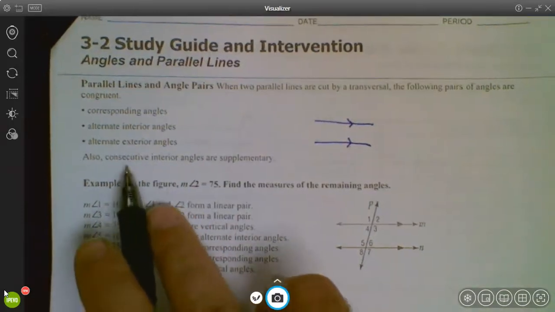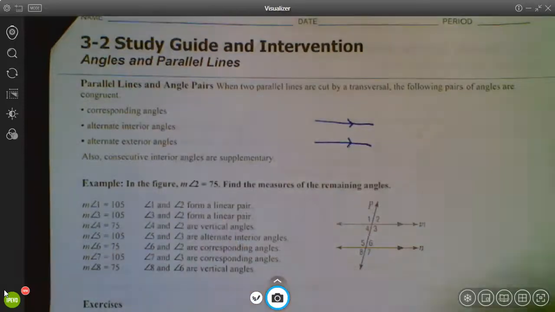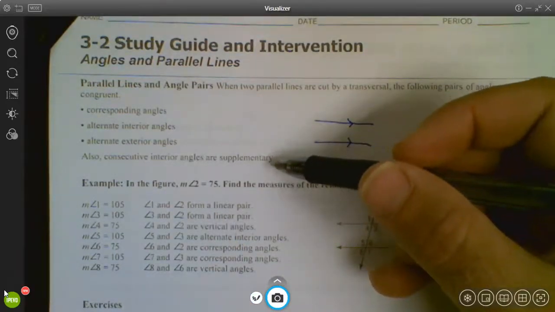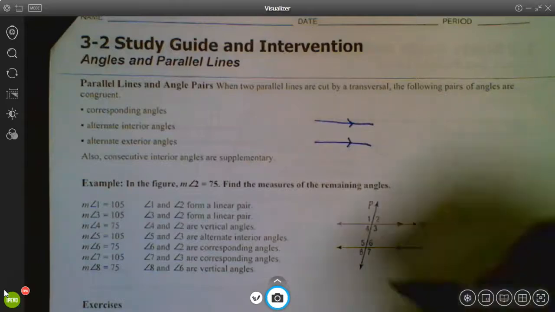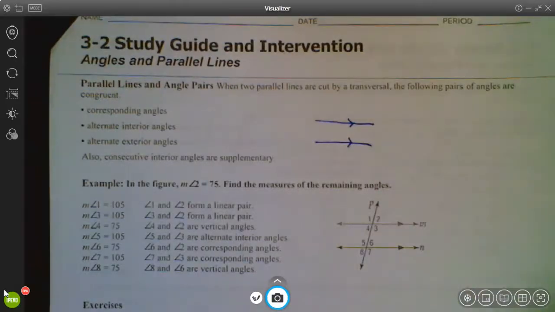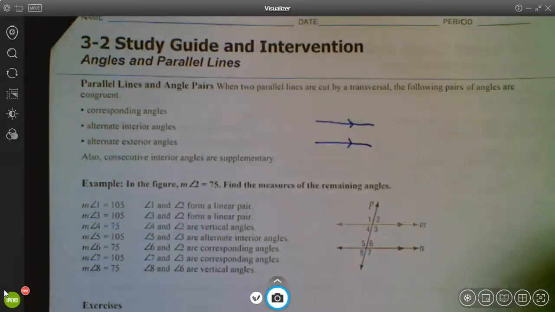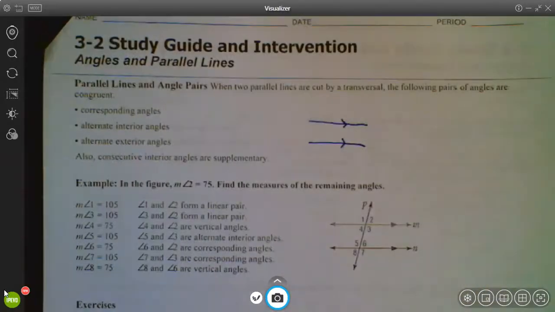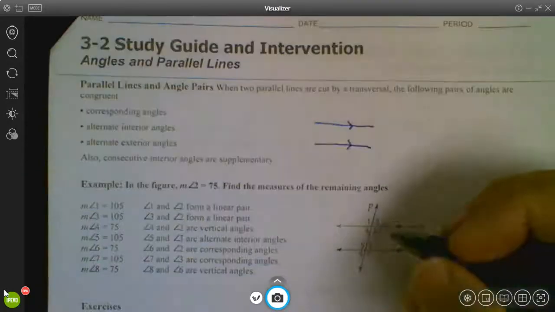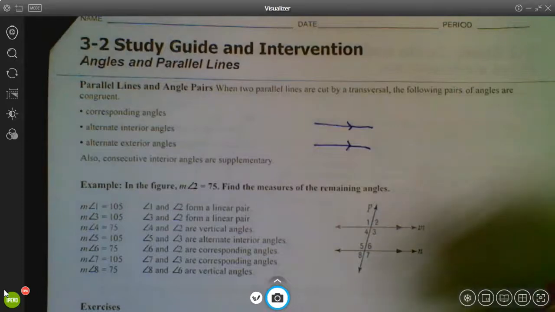Consecutive, or remember that means same side. So same side interior angles are supplementary. They add to 180. Right? So same side interior angles add to 180. So if I look at ones like 4 and 8, so 4 and 8 would have to add to 180. Sorry, 4 and 5. So 4 and 5 are consecutive interior. They add to 180. 3 and 6 are consecutive interior. They add to 180. Right?